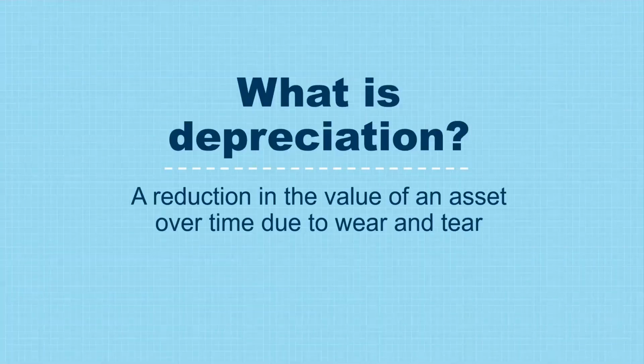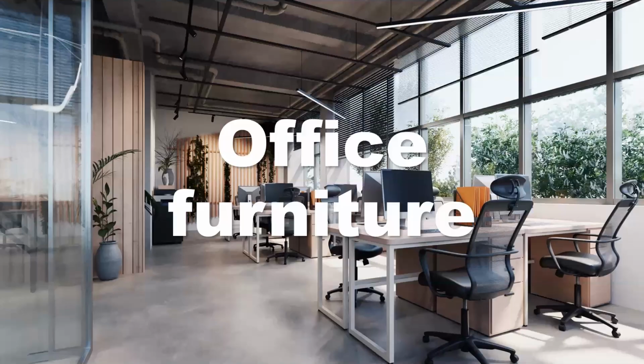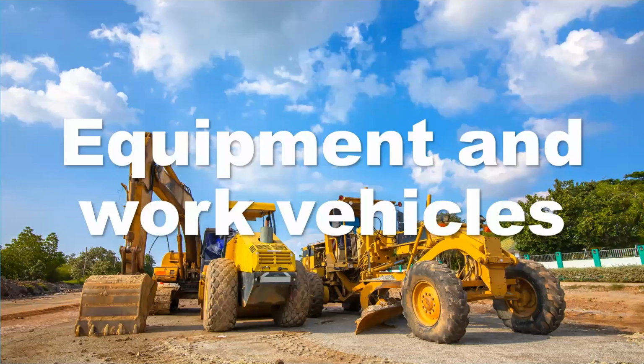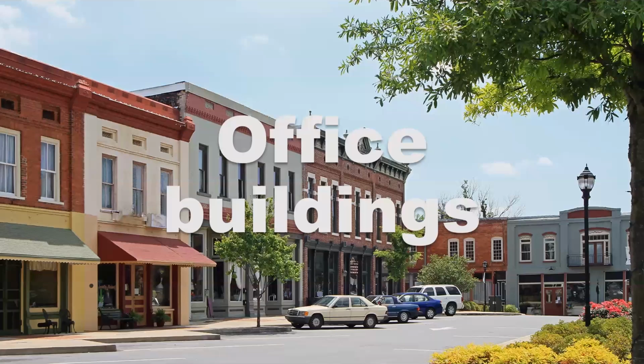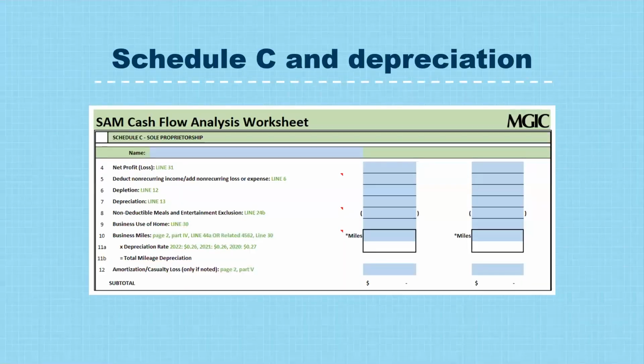Depreciation is the reduction in value of an asset over time due to wear and tear. Examples of items that may be depreciated are office furniture, equipment and work vehicles, and office buildings. Looking at our MGIC SAM cash flow analysis worksheet in the Schedule C section for the sole proprietorship, you will note that depreciation can be found on line 13 of the borrower Schedule C. However, it shows up again on the worksheet as mileage depreciation.